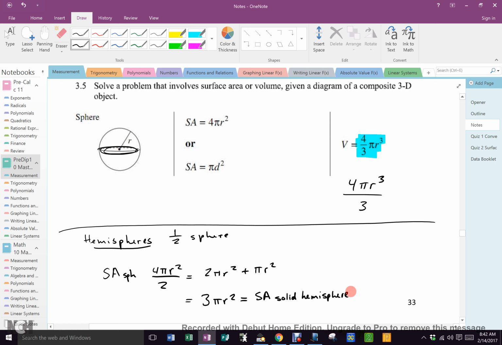What if it's a hollow hemisphere? Then what is it? Would you just take away the surface area of the circle? Possibly. What would happen then? It would be 2 pi r squared, right? Yeah. Okay, and you just keep that as a whole sphere, so you've got the inside of the circle and the outside. Understand? Right?